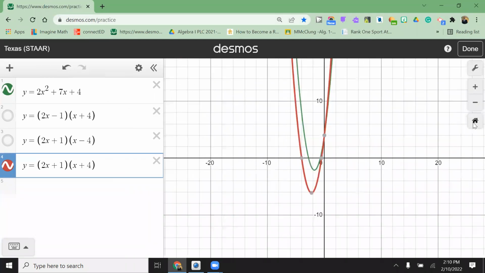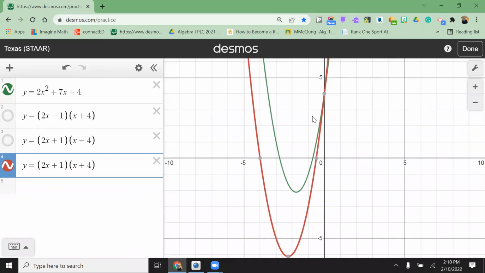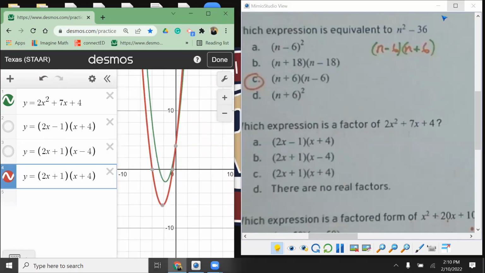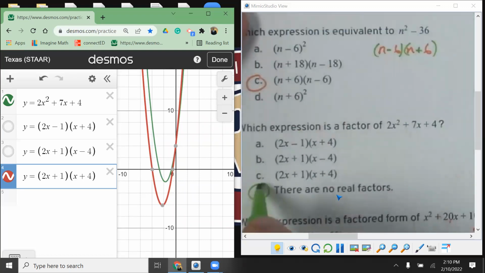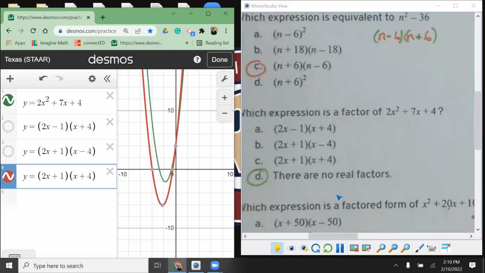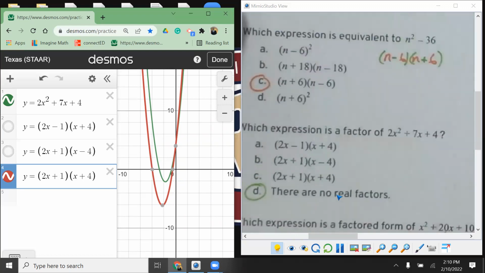We can even zoom in here. See, they're not the same. So wait a minute, we did the A, the B, and the C, and none of them match. So my answer here is there are no real solutions. So this means there's the ones they provided, none of them work. All right, so we know that that doesn't work.